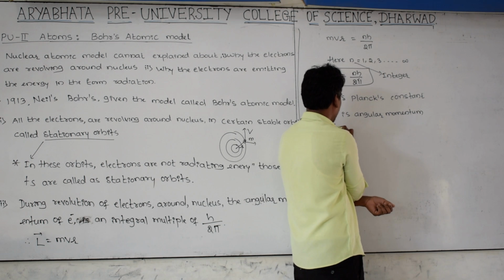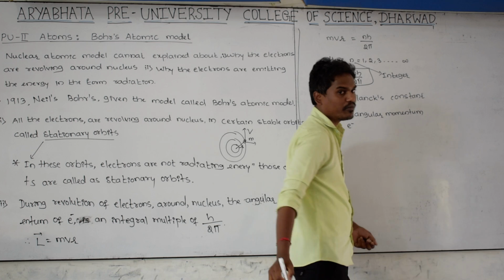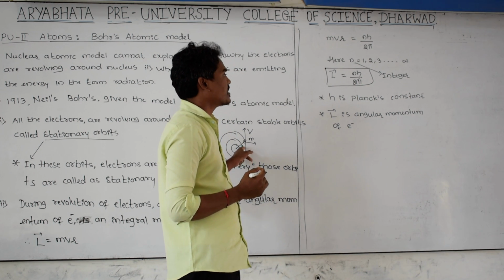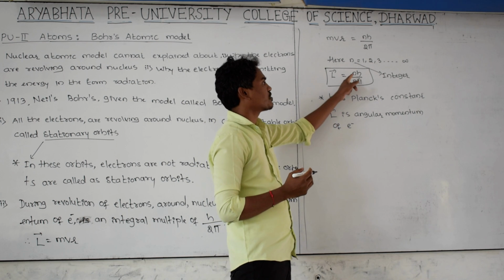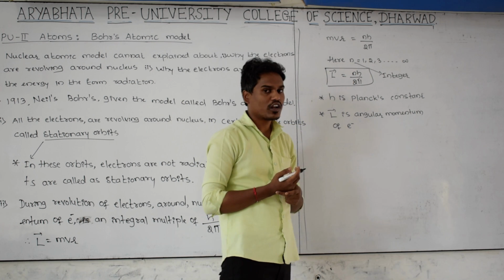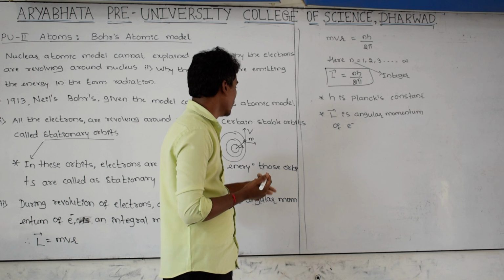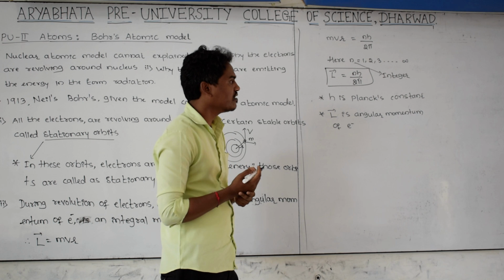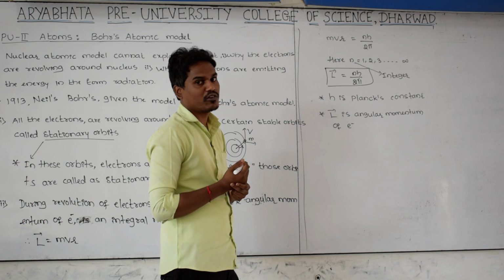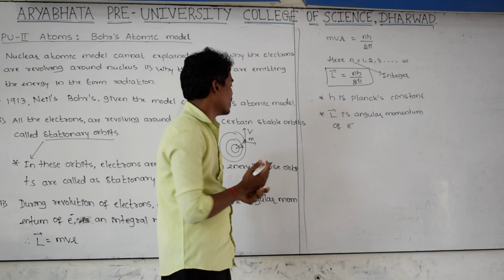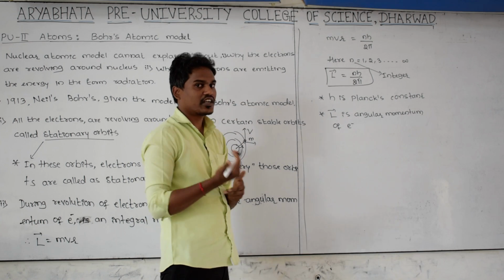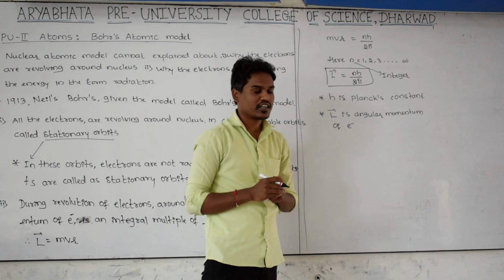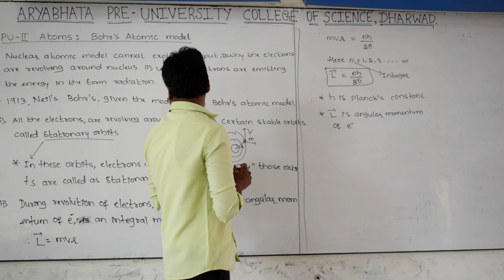It is the angular momentum of the electron with respect to the orbit in which it is revolving. If it is in the second orbit, its angular momentum can be calculated by substituting n equal to 2 and all the values. And if it is in the maximum energy level, take the value of n as infinity, substitute and find out its angular momentum. What is angular momentum? In a circular path, how energetically the electron is revolving around the nucleus, that quantity we call angular momentum. This is the second postulate.